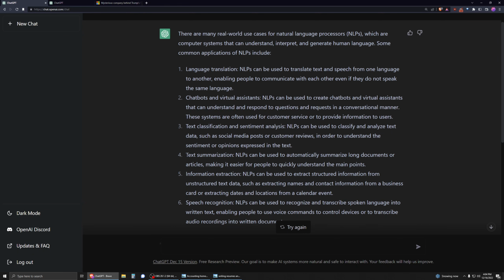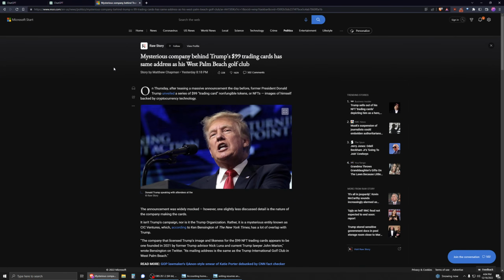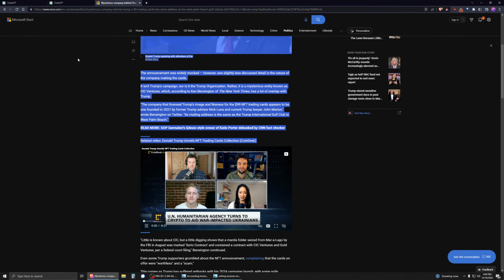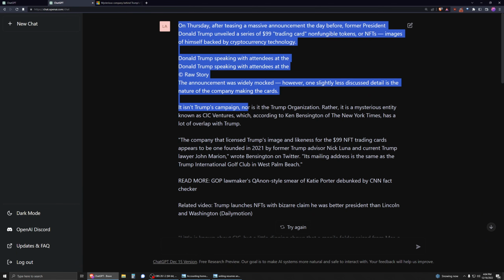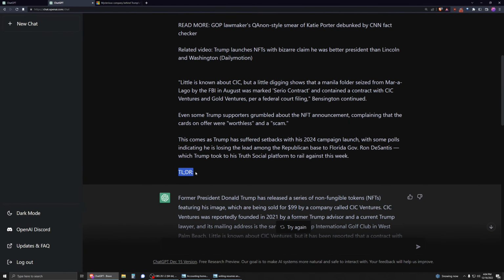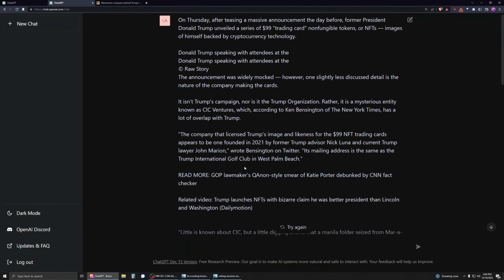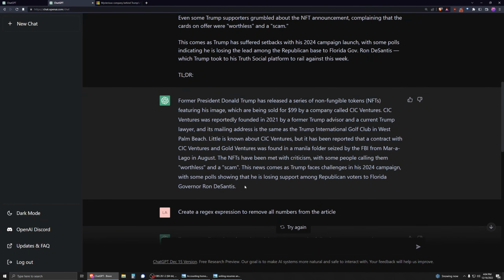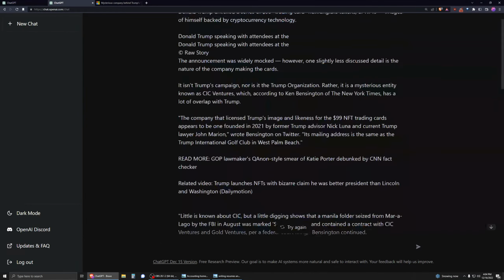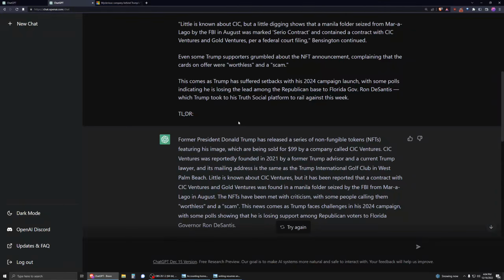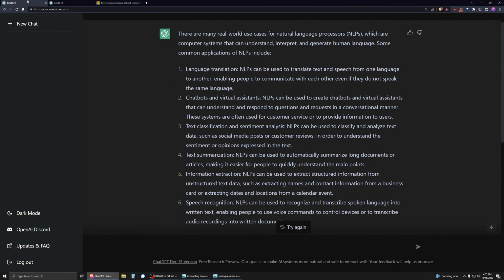Let's see, text summarization. This is something that everyone can use, and I use it all the time for that. A lot of the time I'll take articles, copy all of the text, and then put it into ChatGPT, and then you can put TLDR, which stands for too long didn't read, and it'll give you a nice short summary of the article. Now, this is not a very long article, but still, you'd want to do this with longer ones, and it makes a really good summary and saves you a lot of time. And let's see what else.